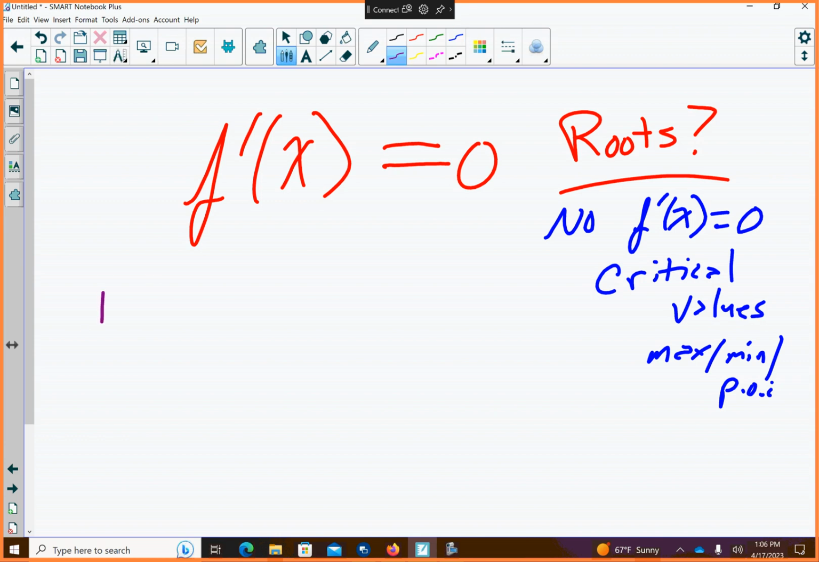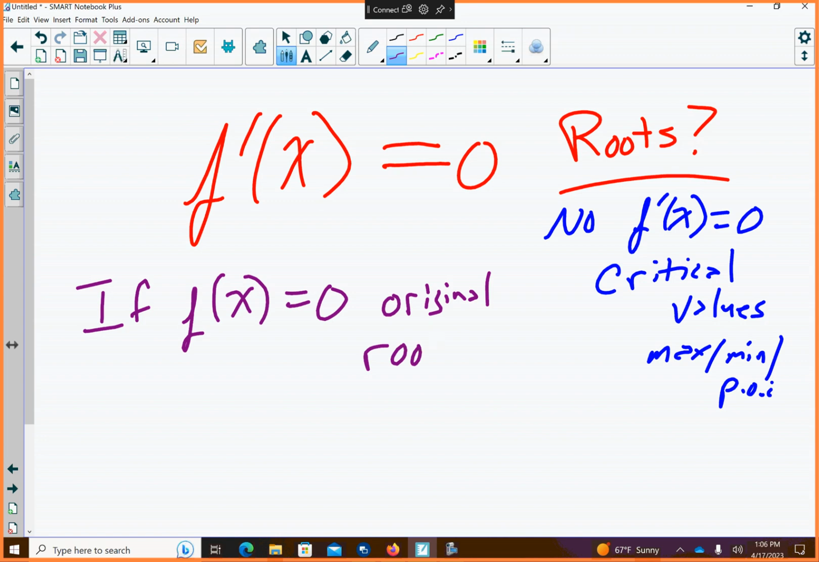So just note this. If you set the original function equal to 0, this is how you would find the roots or the solutions to the problem. And it's big that you know the difference between the two. Okay? So yes, you can set the derivative equal to 0. That's great. But the derivative set equal to 0 does not find you the roots right off there.